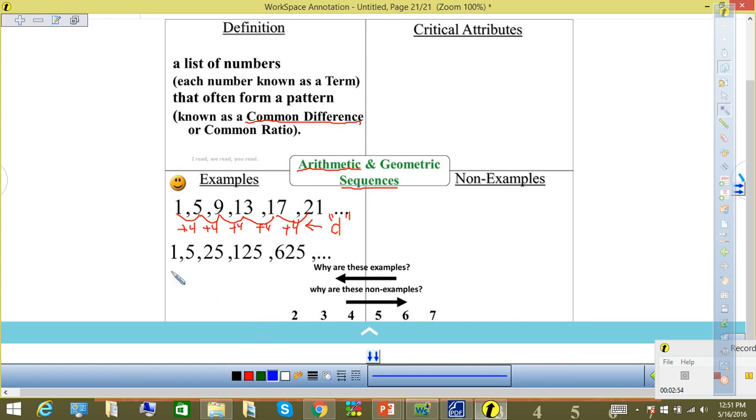Now, let me look at the second list. And I see that there's a pattern from here to here, which is what? Multiply times 5, times 5, times 5, and times 5.